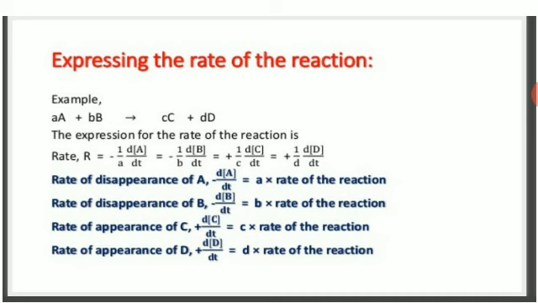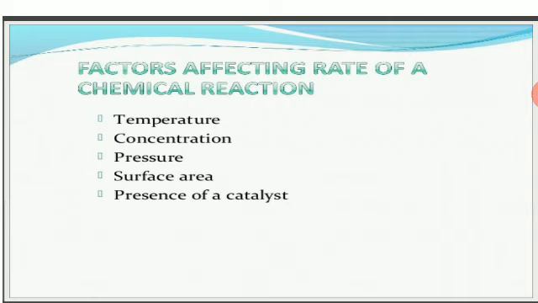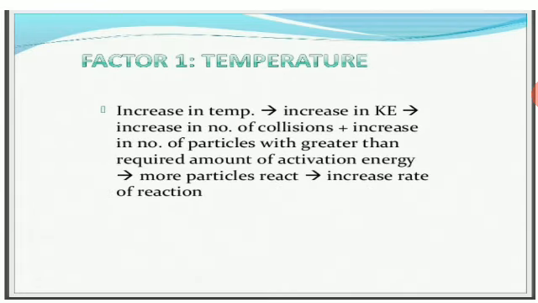The factors affecting the rate of chemical reactions are temperature, concentration, pressure, surface area, and presence of a catalyst. So with increase in the temperature, the kinetic energy of the molecules increases, and this increases the number of collisions plus increases the number of the particles with greater than the required amount of the activation energy. So with increase in temperature, the rate of the reaction also increases.